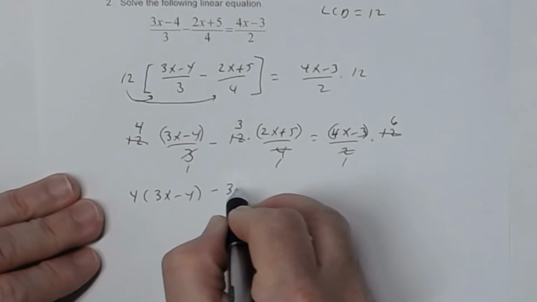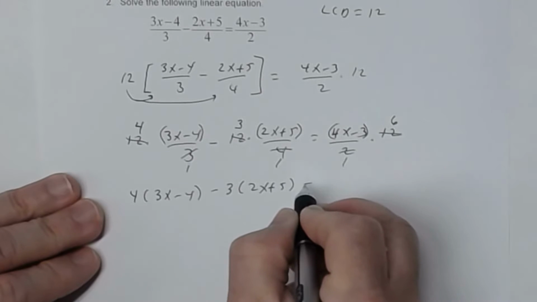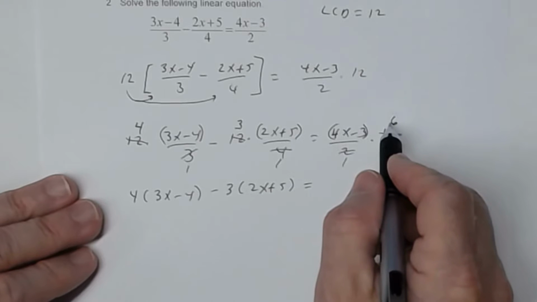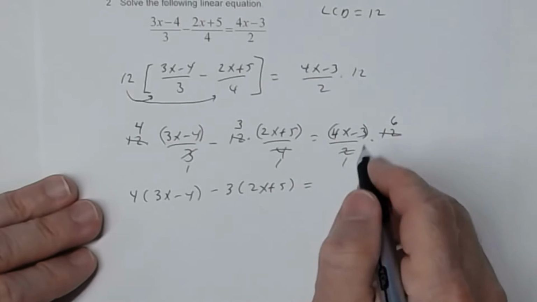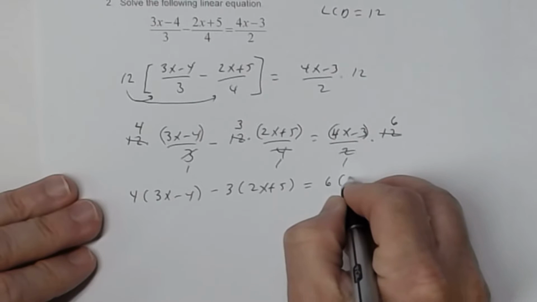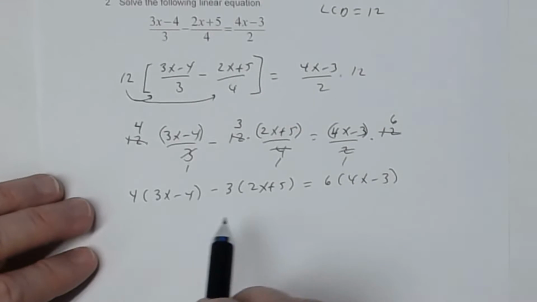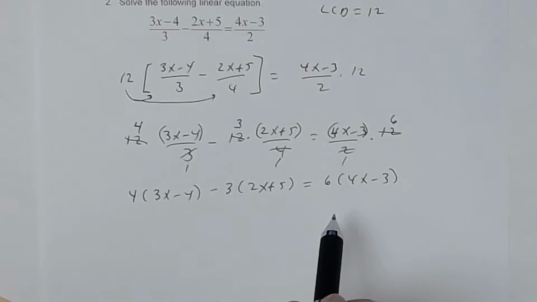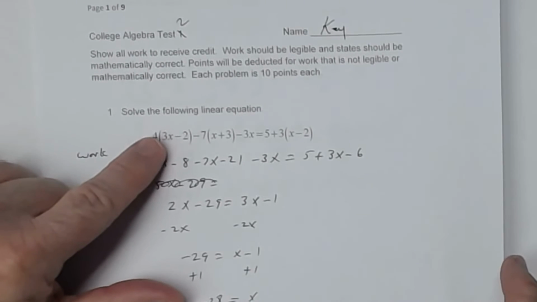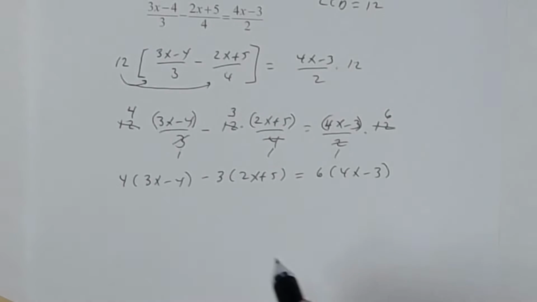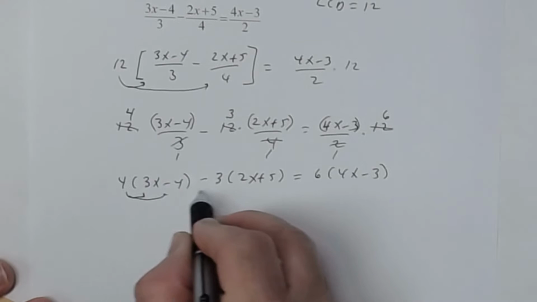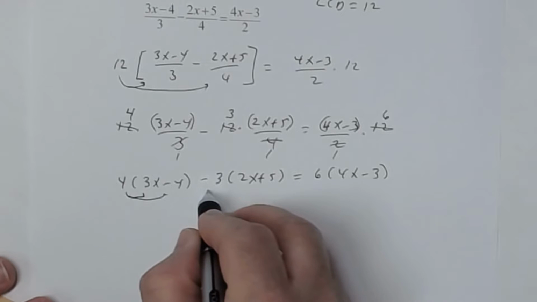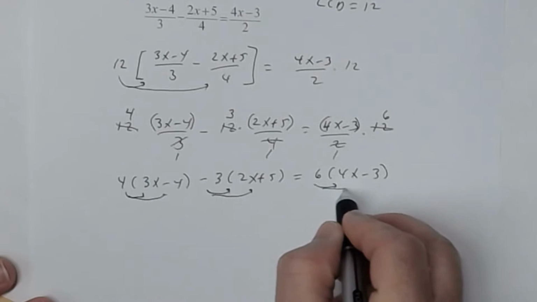3. So I'm going to say subtract 3 times (2x plus 5), equal, and then over here I'm going to get 6 times, and put the coefficient of this expression in front. So 6 times (4x minus 3). So notice you don't have any variables in the denominators, you don't have any fractions. So now it looks just like number 1, right? So let's go ahead and distribute. So I'm going to distribute the 4, and over here, remember, subtracting 3 means the same thing as adding a negative 3. So I'm going to distribute a negative 3 here, and then distribute a 6.